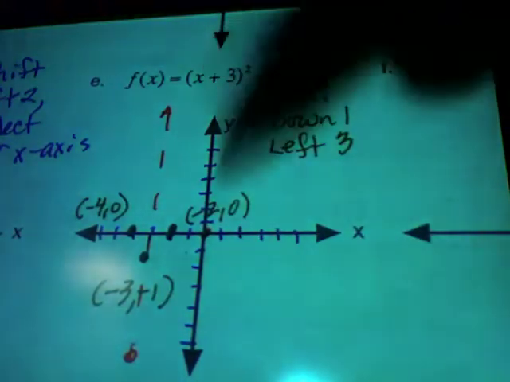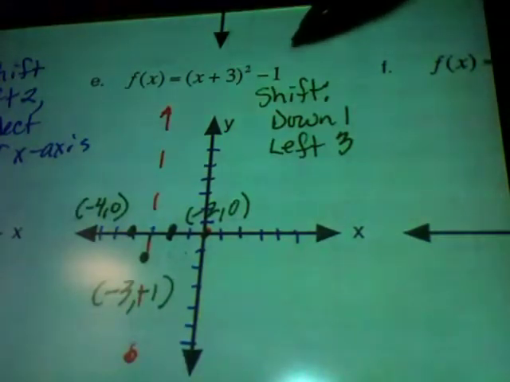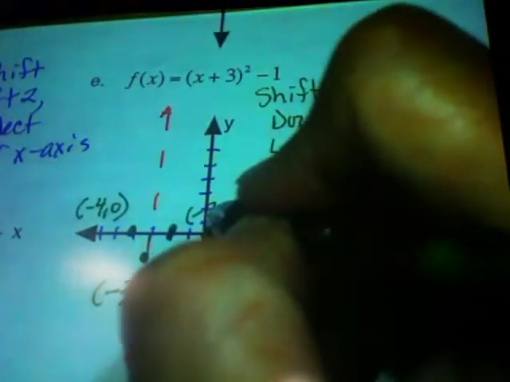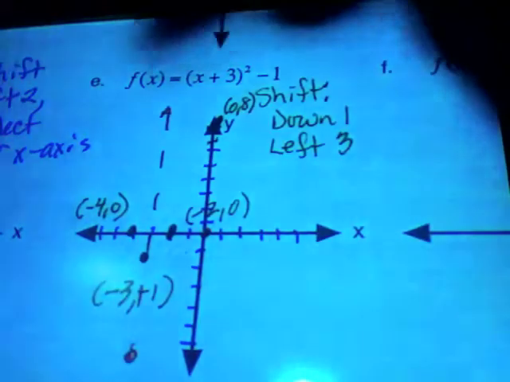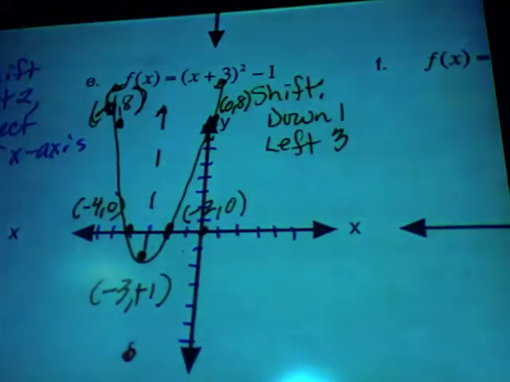If I plug in 0 for x, because isn't that 0 for x? What's 0 plus 3? 3 squared? 9 minus 1? 8. Does get us very far up there, but we'll deal with it. So we're right here. And this is 0, 8. And so shouldn't I have a symmetrical point over here too? If I went 1, 2, 3 to the right, 1, 2, 3 to the left, should be up here at negative 6, 8. Look at this. Five points will generally give you a nice shape.